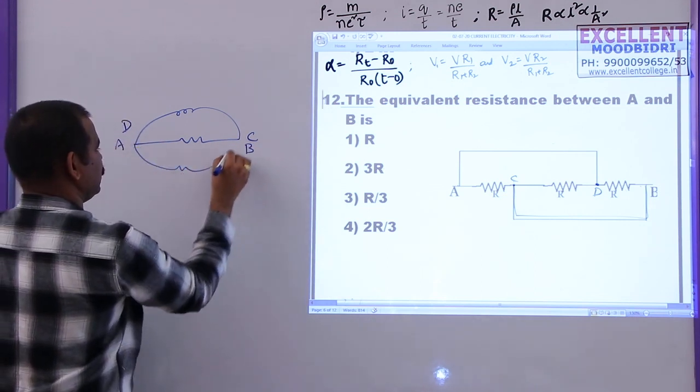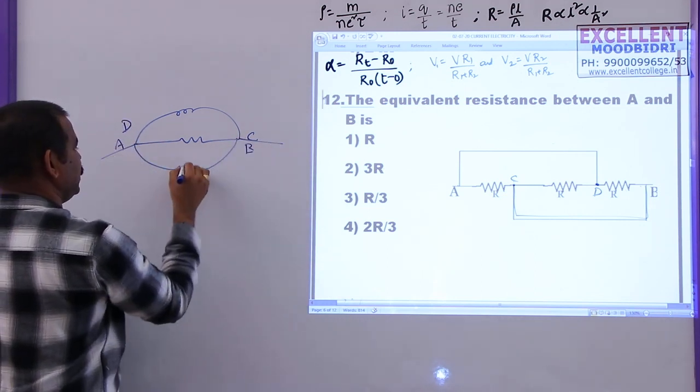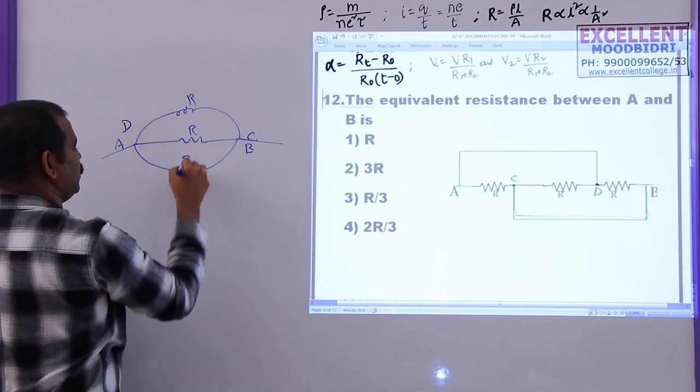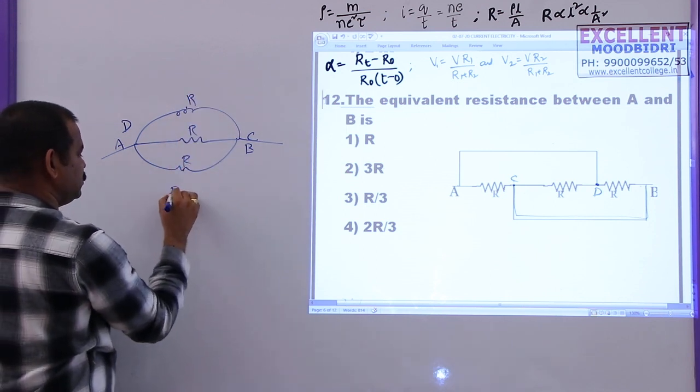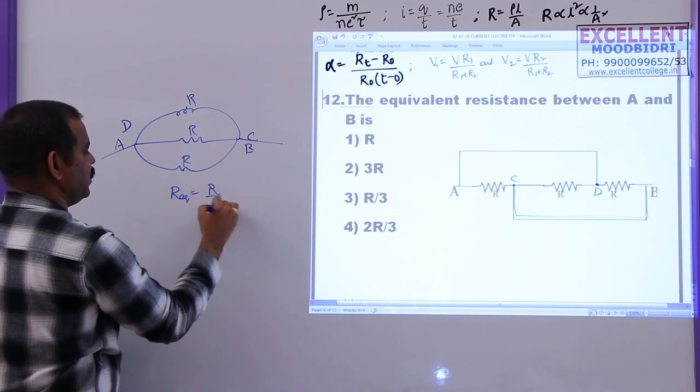Now between D and B. So now these three are connected in parallel. In a parallel combination, the equivalent resistance will be R by 3.